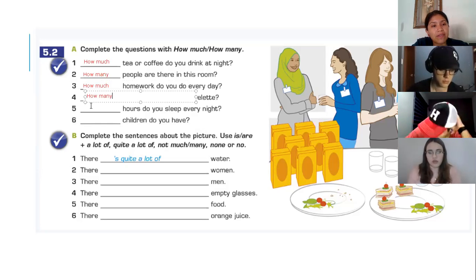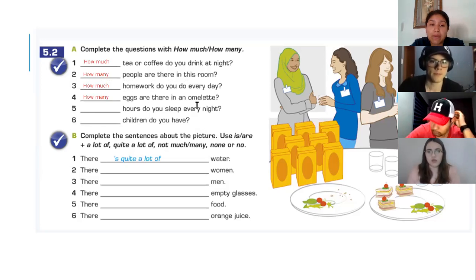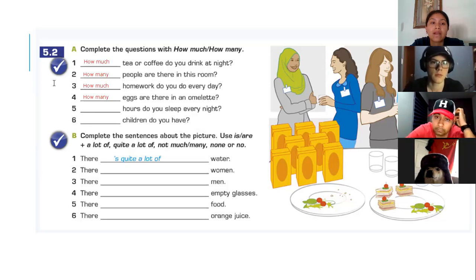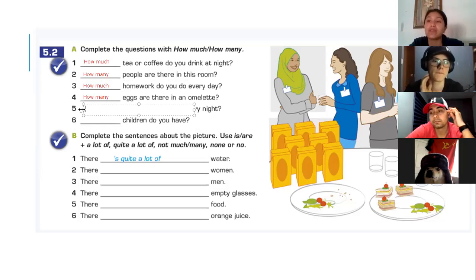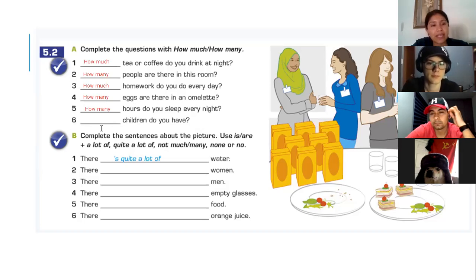Number 5. How many hours do you sleep every night? How much? Hours. Can you count hours? How many? Many. Podemos contar las horas. No podemos contar el tiempo. Podemos contar las horas. Que es diferente. How many hours? Okay.